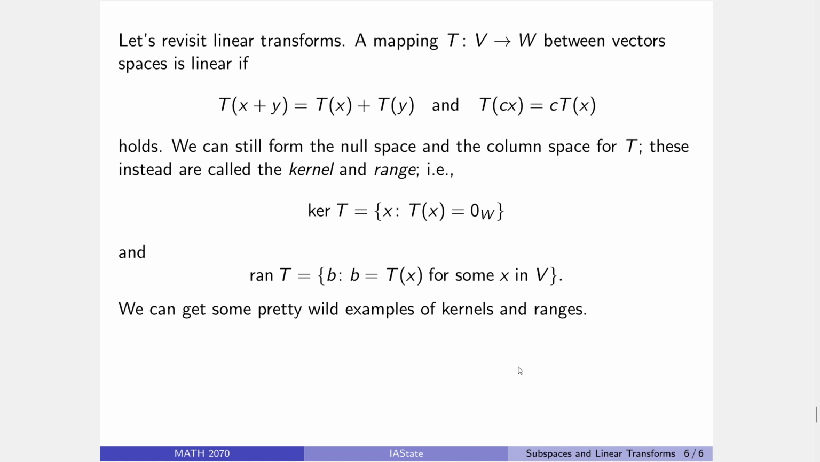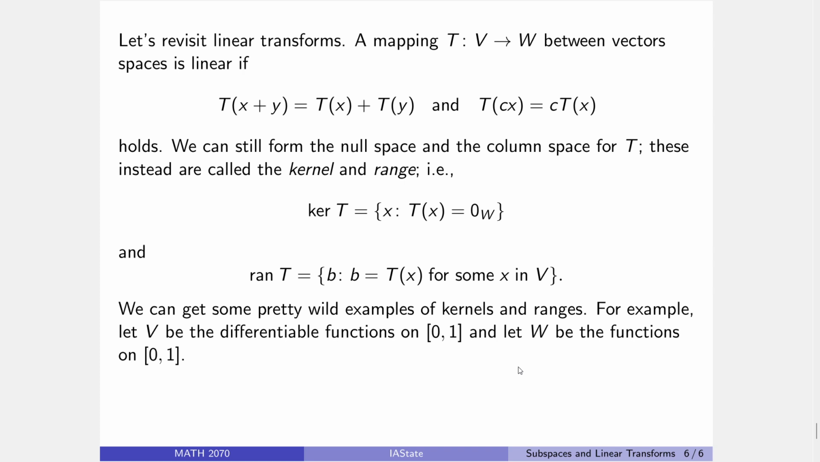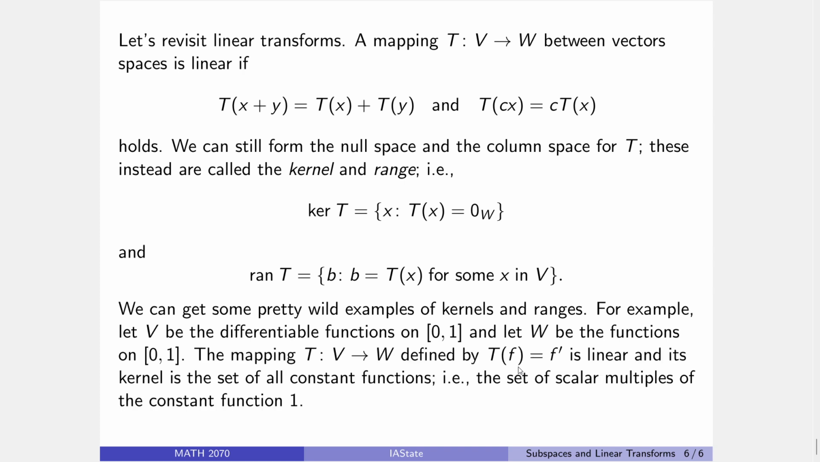So obviously, when we're dealing with finite dimensional things, when V and W are our usual Euclidean spaces, we've got a matrix, and then you can talk about the null space and the column space of that matrix. But for abstract things, we can get pretty wild. So for a classic example, let V be the differentiable functions and W be the functions. We recall from our calculus days that differentiation is linear. The derivative of a scaled function is the scaled derivative. The derivative of a sum is the sum of the derivatives.